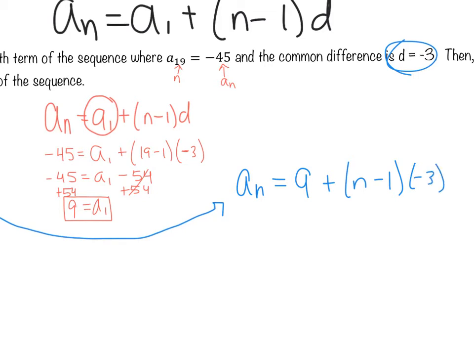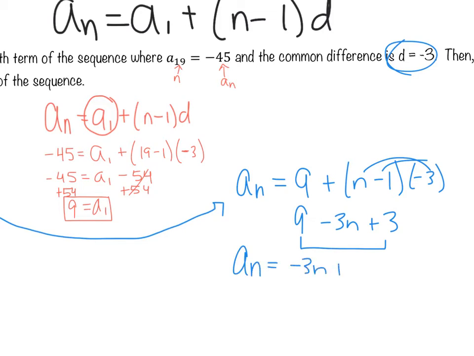So, as we're just doing essentially what we just did on the previous page. Now, given the a sub 1 and the d, just plugging everything in, distribute. So I have 9, negative 3 times n is negative 3n. Negative 3 times negative 1 is positive 3. Combine like terms, and I get a sub n equals negative 3n plus 12. And so now I have my formula.